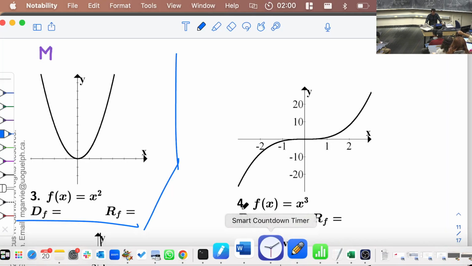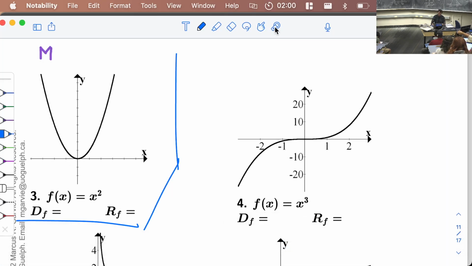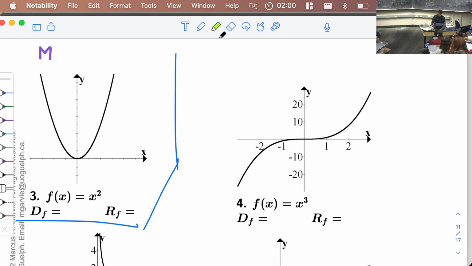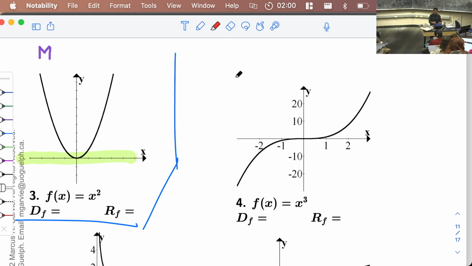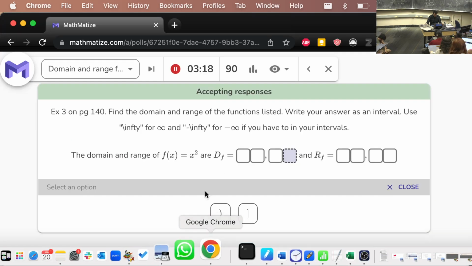So again, we're looking at this function. It looks like this. The domain is going to be the set of things on the x-axis. All the possible things on the x-axis. What is the range? Those are the possible y values. This function is always above the x-axis. The possible y values are just that, right? Everything above the x-axis. So what is the correct answer? Let me reveal, and you guys will see if you got it right.